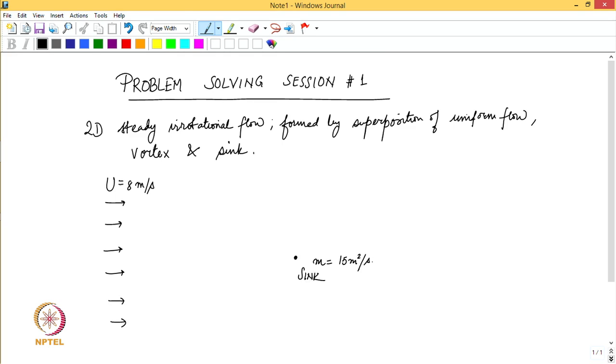Okay. And say we have, just a little distance above the sink, at some distance, say let me label it as A, which is given as say 1.5 meters, we have a vortex which is actually a counterclockwise vortex. So, we have a counterclockwise vortex of strength gamma, which is 25 meter square per second. All right.